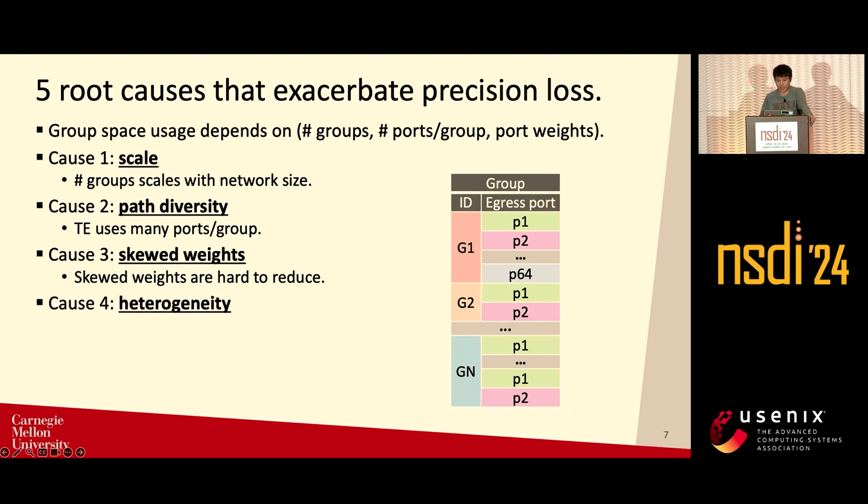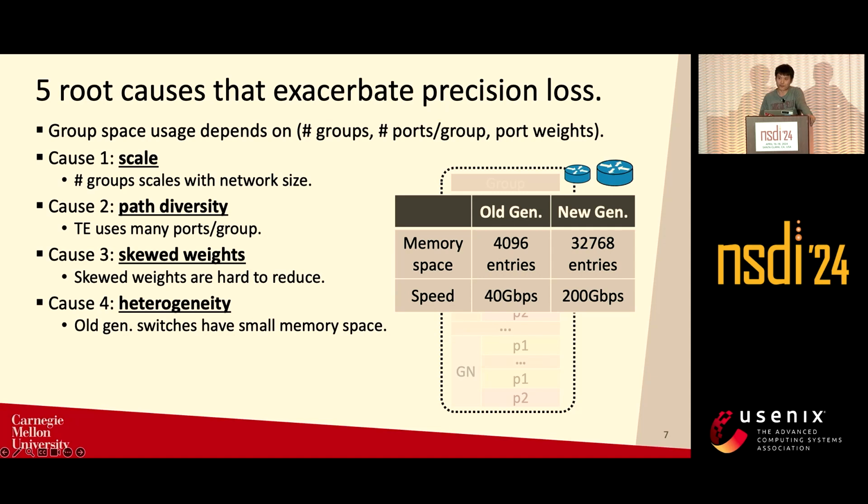And root cause 4 is heterogeneity. Recall that all of these groups have to be installed on a switch. And in production, we have a mix of old generation and new generation switches. The old generation switches can have 8 times less memory space than the new generation. So which means the groups will be harder to fit in. But then on the other hand, the mixed speeds of these switches also mean that it's going to cause larger weights in groups because the higher speeds means more capacity for more traffic to fit in.